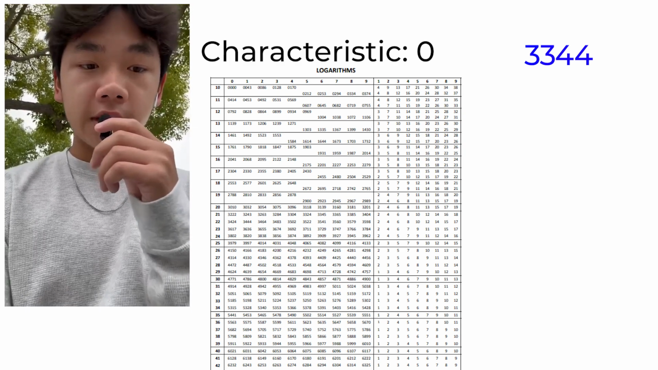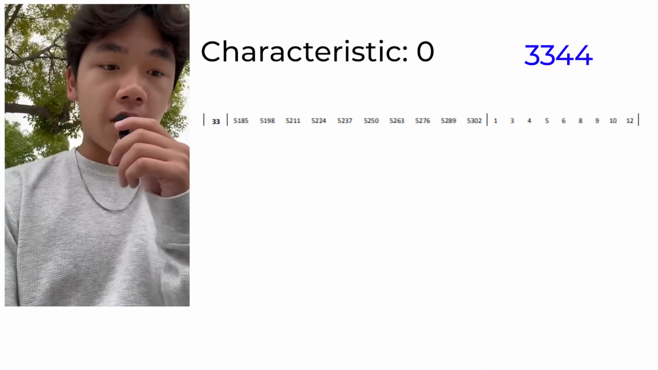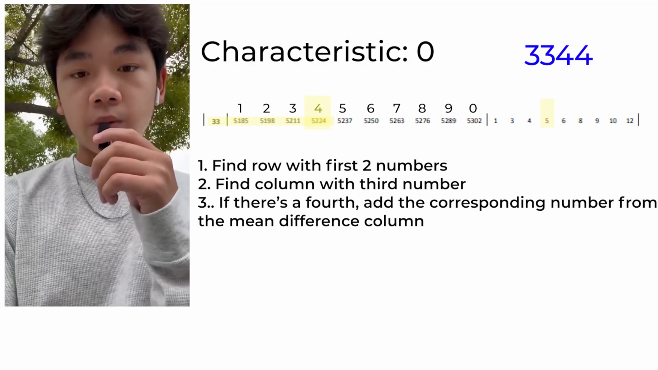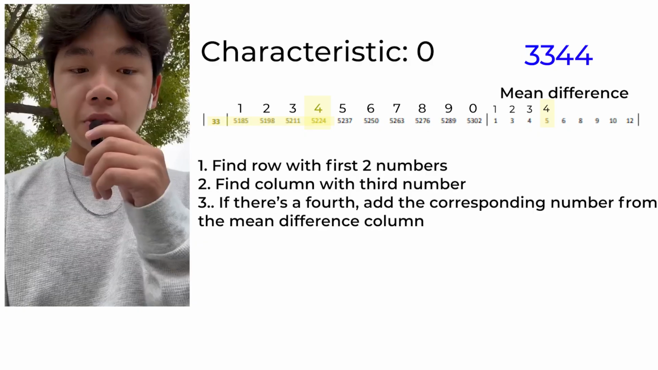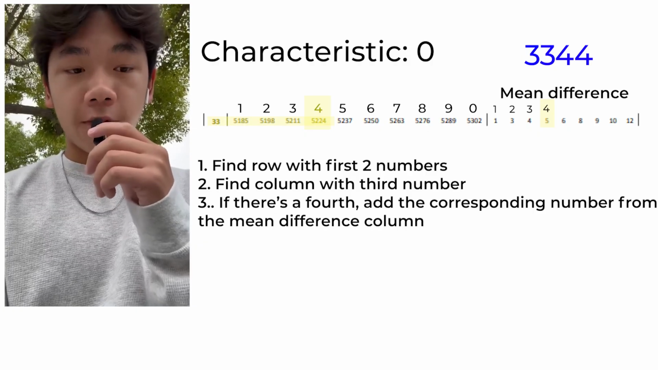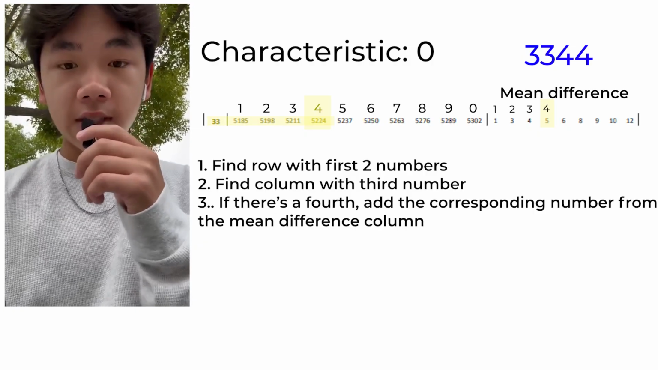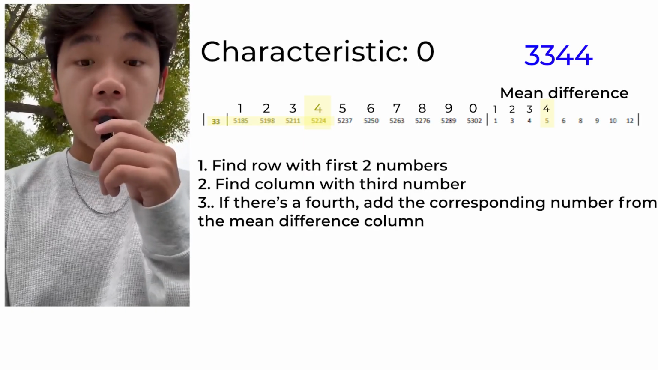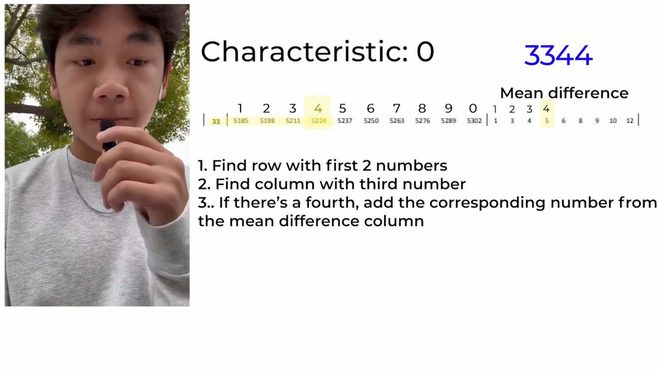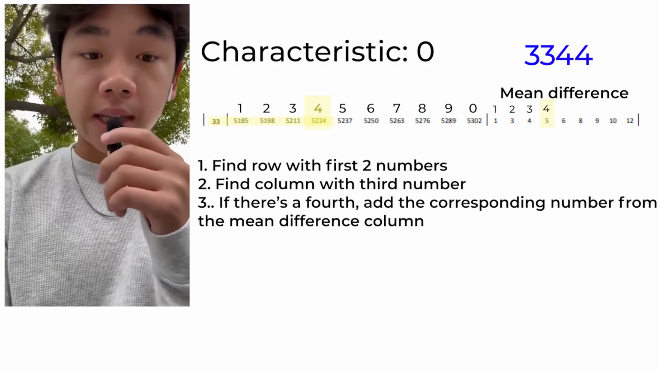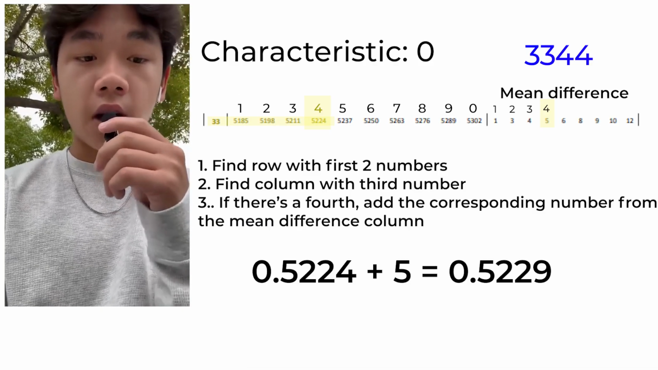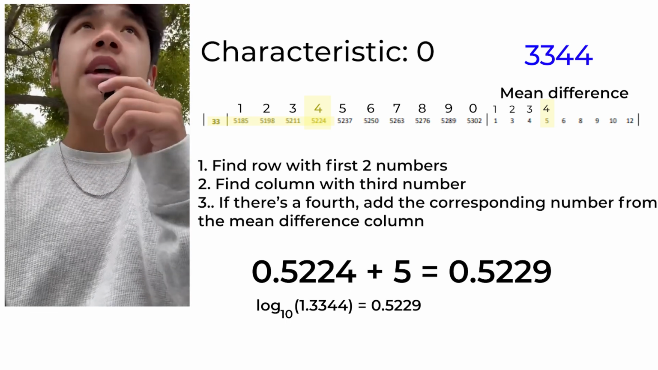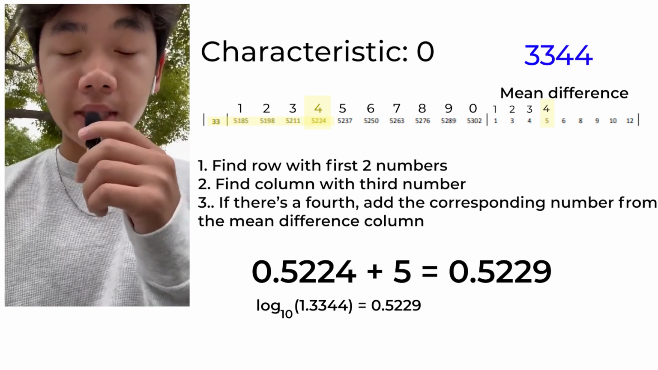Take the first two digits, 33, to find the row. The third digit, 4, is the column. Let's say the table gives 1234. Then we use the fourth digit, also 4, and check the mean difference column. Let's say it adds 2. Now the mantissa becomes 1234 plus 2, which equals 1236. The final answer, log base 10 of 1.3344, is approximately 0.1236.